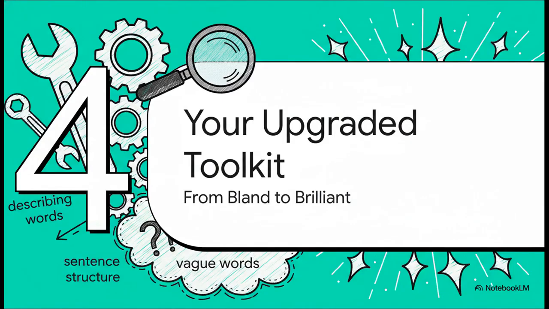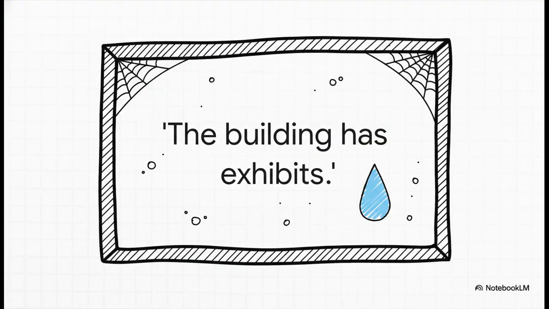Okay, we've gathered our tools, we've got our basic describing words, we've got a cool trick for changing up our sentence structure, and now we even have words for when things are a little fuzzy. So let's put it all together and see the final transformation. Let's go all the way back to the beginning. Remember this sad, lonely little sentence? The building has exhibits. It's been waiting this whole time for us to come back and give it a makeover.